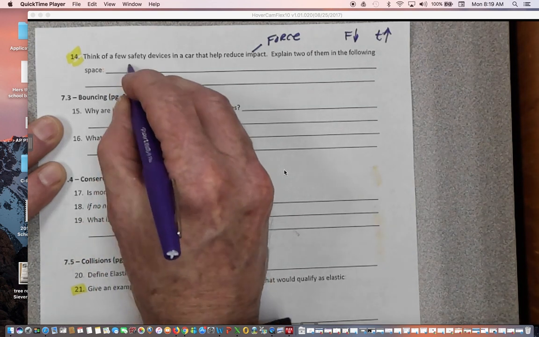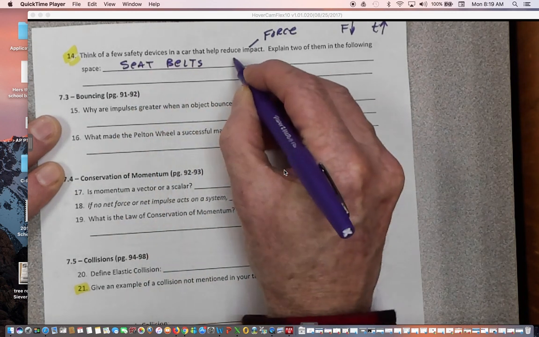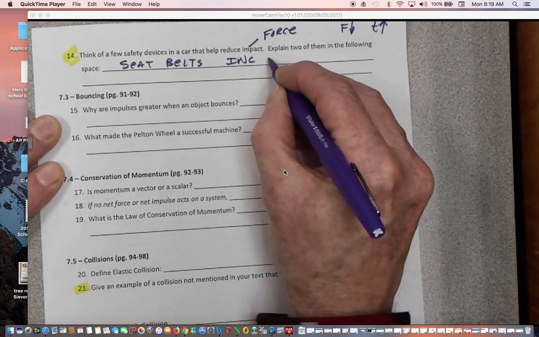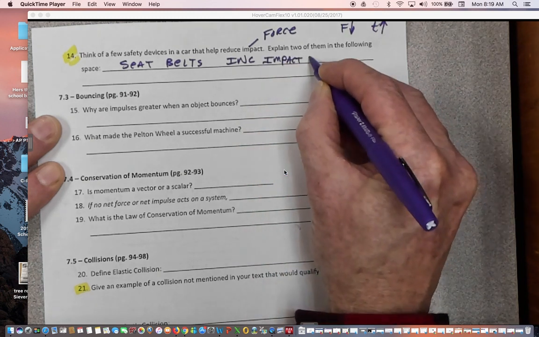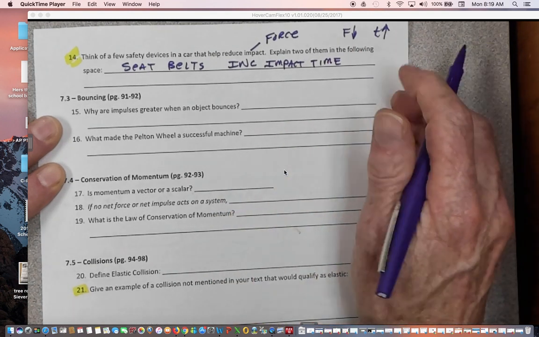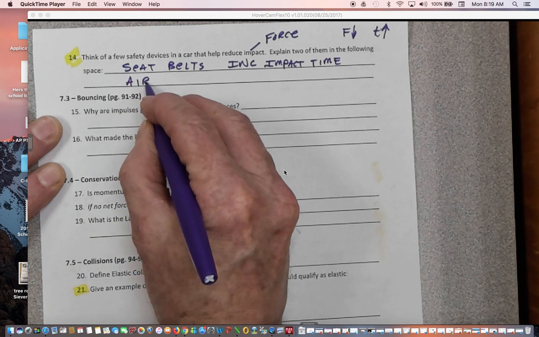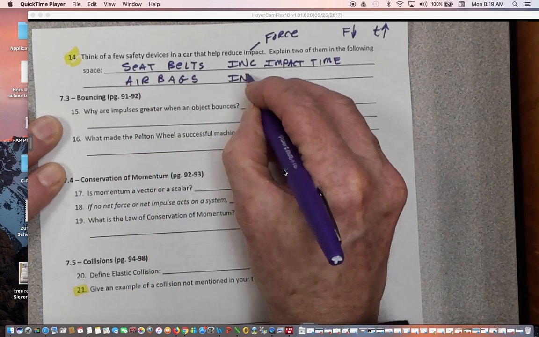To do that, seatbelts. Seatbelts increase impact time. It means you don't come to a sudden stop, you take a long time to stop. Next thing are airbags. Airbags are the same thing. They increase time.